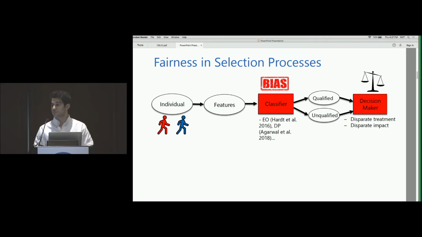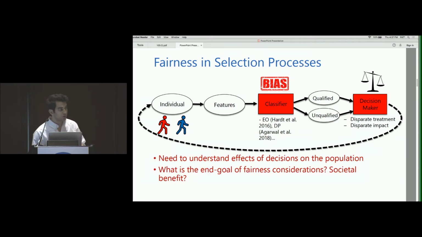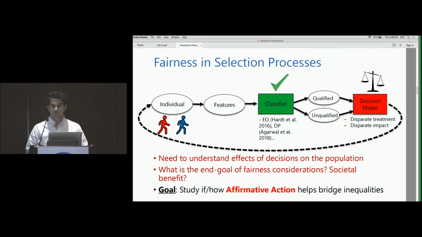However, one key component is missing in this discussion. We really need to understand what kind of impact these decisions have on the population. The feedback cycles inherent in this process create a dynamic over time that changes the population's qualifications. Moreover, non-discrimination is rarely an end goal in and of itself. We really expect some kind of explicit social benefit. So really today we're going to focus on the final decision-making process.